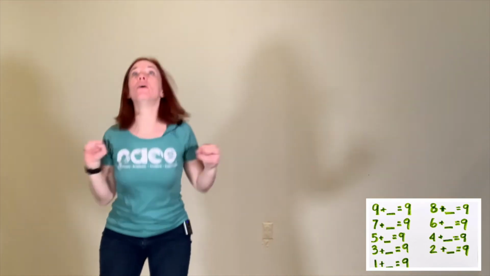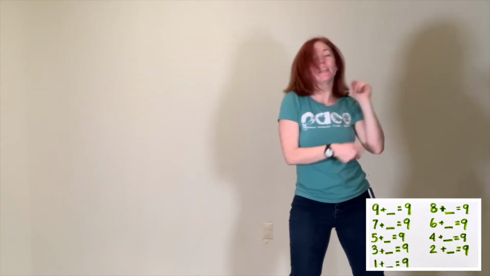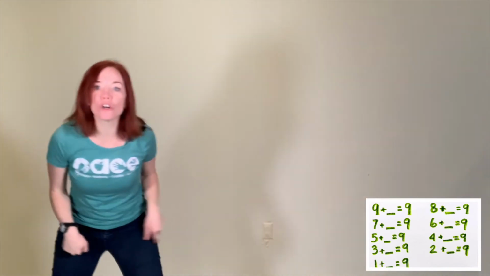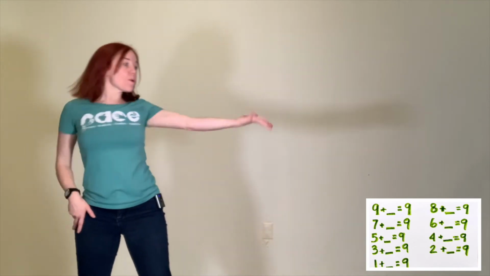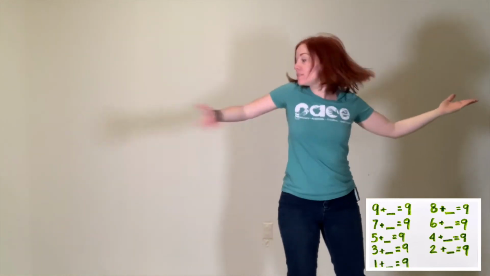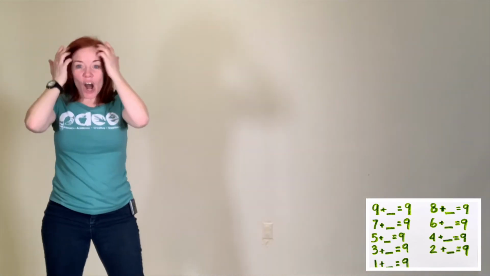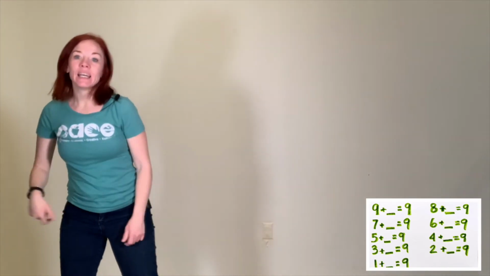1, 2, 3, 4, 5, 6, 7 plus what equals 1, 2, 3, 4, 5, 6, 7, 8, 9. How many more moves do we need to do? That's right, we need to do 2. 1, 2, 3, 4, 5, 6, 7 plus 2 equals 1, 2, 3, 4, 5, 6, 7, 8, 9. Very good. Okay, let's try 6 plus what equals 9.